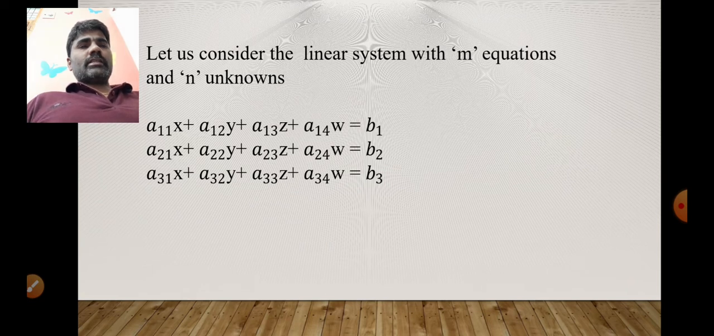Now let us consider a linear system which consists of m equations and n unknowns. The number of equations is m, and the number of unknowns is n. Let us consider a system with 3 equations and 4 unknowns: a11x + a12y + a13z + a14w equals b1, a21x + a22y + a23z + a24w equals b2, a31x + a32y + a33z + a34w equals b3.